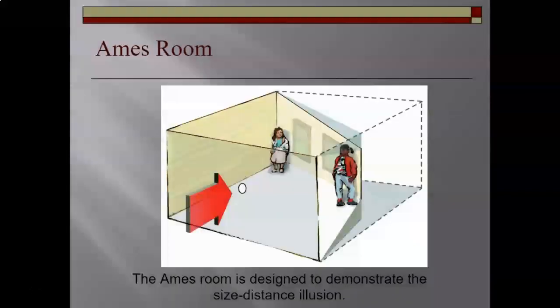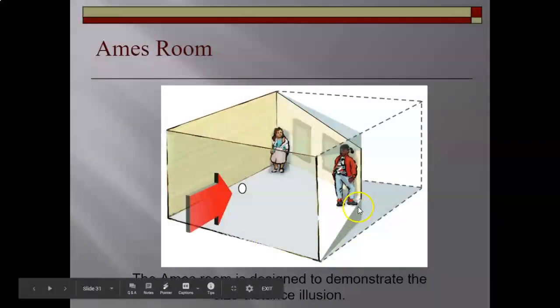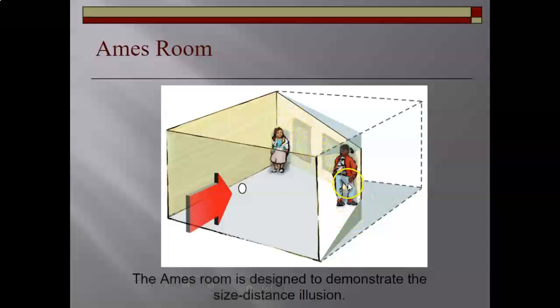This is how this room's actually built. As you can see, it goes up actually on one side and forward. So therefore, she appears to be much larger in this corner than the girl back in this corner.